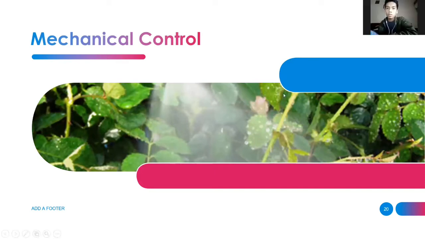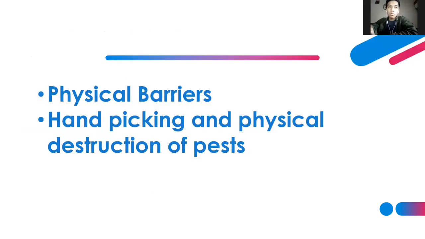Okay, then mechanical control. There are two types of mechanical control to control the disease. The first is physical barriers, and the second is handpicking and physical destruction of pests. Physical barriers: sleeving pods at an early developmental stage can reduce cocoa pod borer infestation by 85% to 100%. But this also increases the risk of production losses due to physiological death of pods and Phytophthora pod rot.